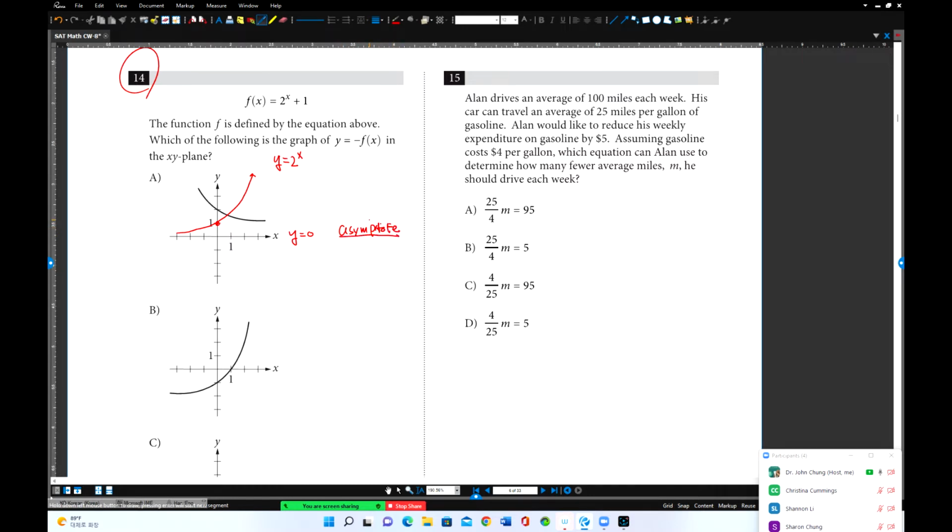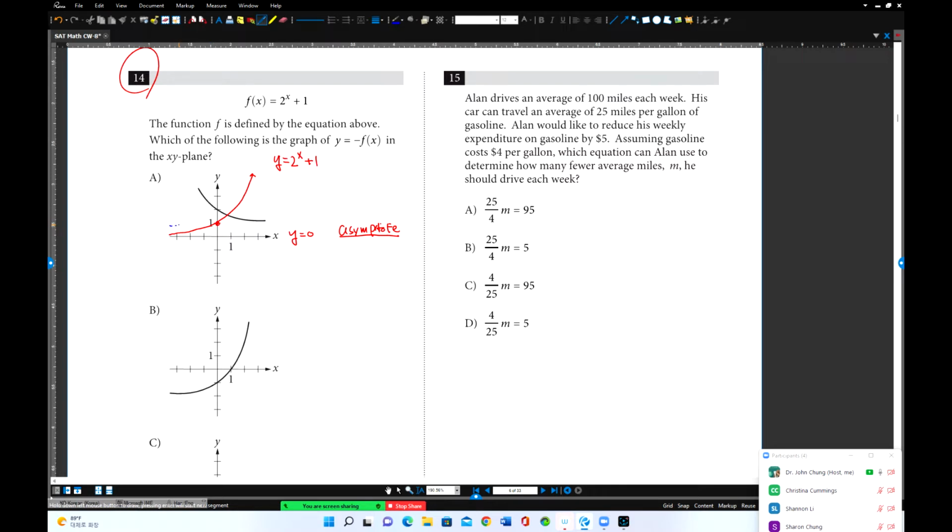Okay, but this line close to y equals 0, that's okay. So plus 1 means what? When you have a plus 1, what happens? Move up by 1 unit, okay? How does it look? Move up by 1 unit.